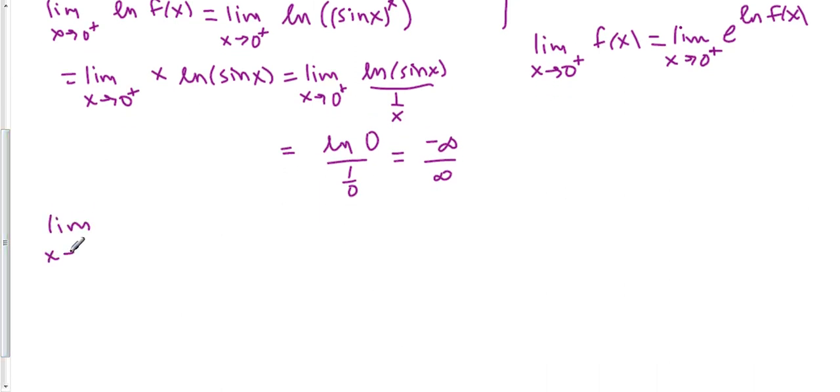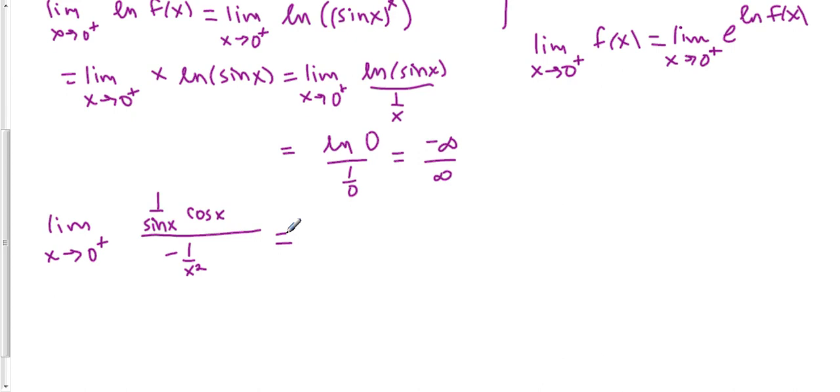So I'm going to have the limit again as x goes to 0 from the positive side. And remember that I'm going to apply L'Hopital's rule and take the derivative of the numerator and leave it in the numerator. So when I take the derivative of the natural log of anything, I'm going to have 1 over whatever I was taking the natural log of, so 1 over sine x times the derivative of that. And the derivative of sine x is cosine x. And then I'm going to take the derivative of 1 over x, which is going to be negative 1 over x squared, and I'm going to leave that in the denominator.